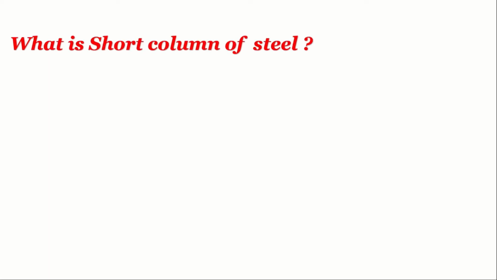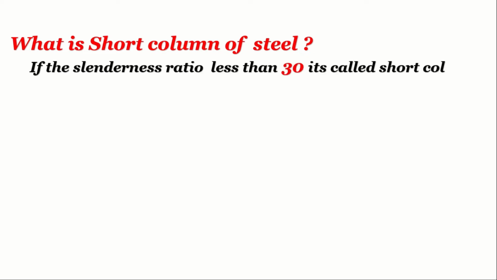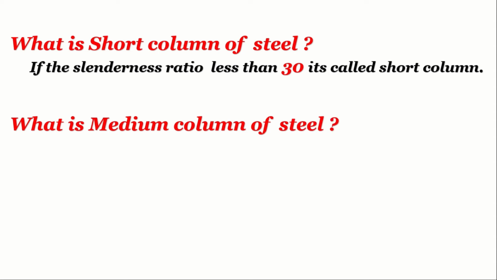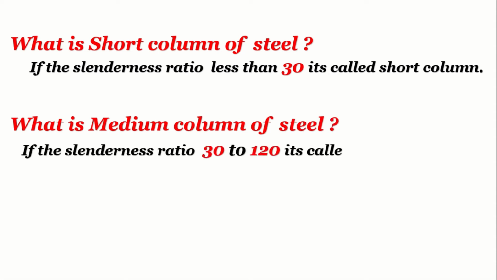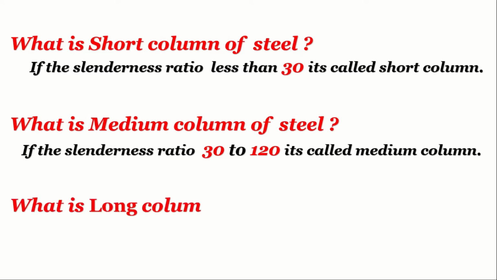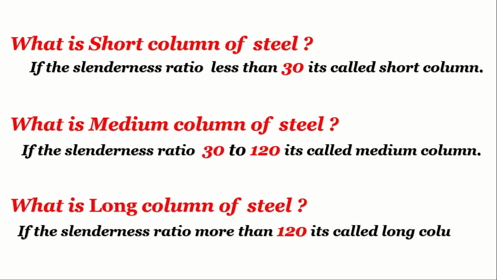What is short column of steel? If the slenderness ratio is less than 30, it's called short column. What is medium column of steel? If the slenderness ratio is 30 to 120, it's called medium column. What is long column of steel? If the slenderness ratio is more than 120, it's called long column.